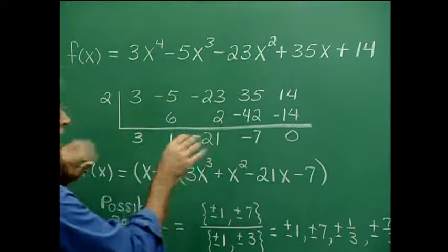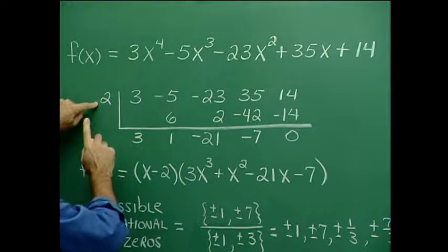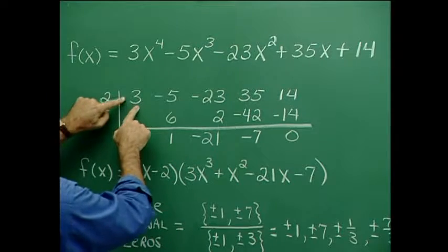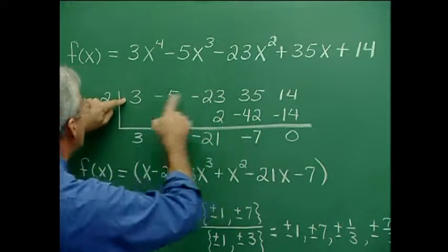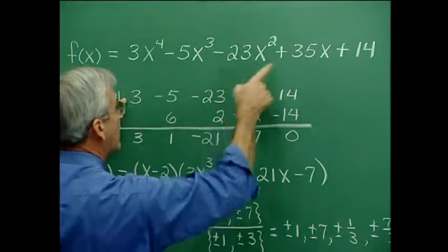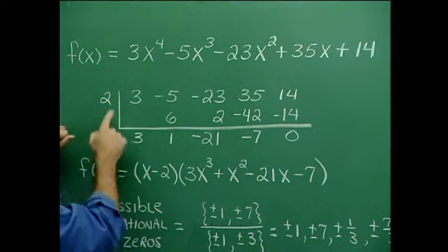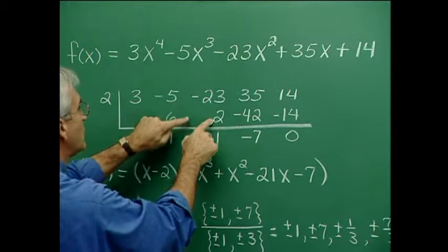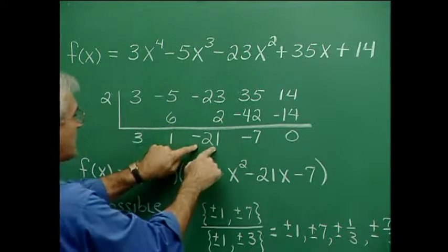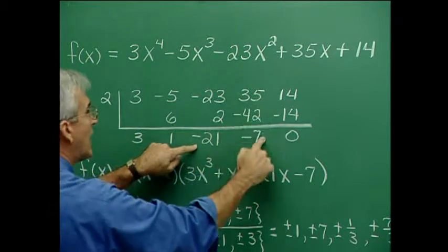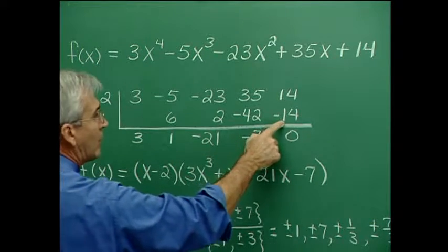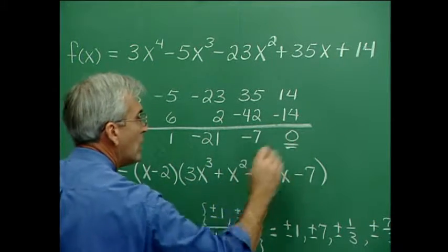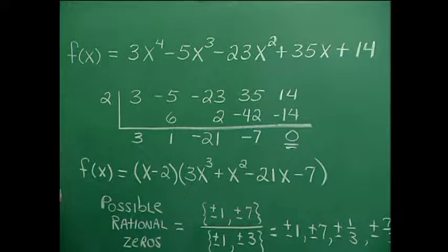Now, fishing around using 2 as a candidate as a 0, and dividing synthetically. Now remember that these entries come from the 3, the -5, the -23, 35, 14 from above. Bring down the 3, 2 times 3, 6, together here 1, 2 times 1, 2, together -21, 2 times -21, -42, together -7, 2 times -7, -14, together 0. Okay, so we have a 0, 2 is a 0, therefore x minus 2 is a factor.